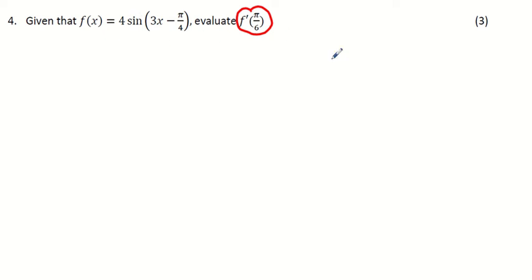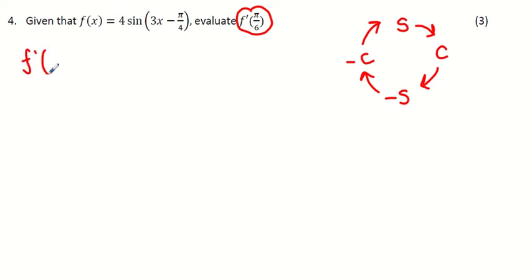So it's a trig function. We know that sine differentiates to cos, cos differentiates to negative sine, which differentiates to negative cos, which differentiates to sine. So when we begin the differentiation, 4 sine is going to change to cos straight away, so 4 cos.